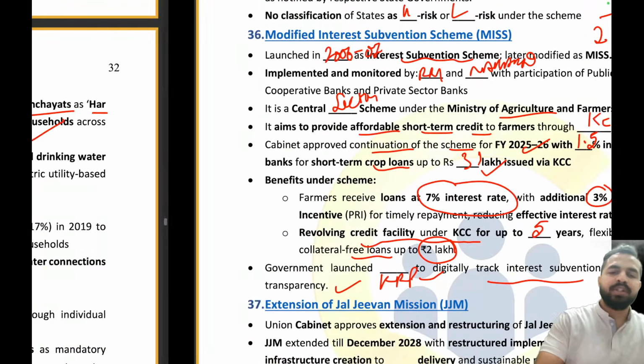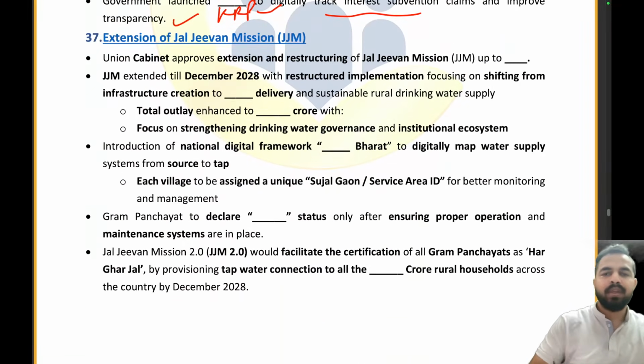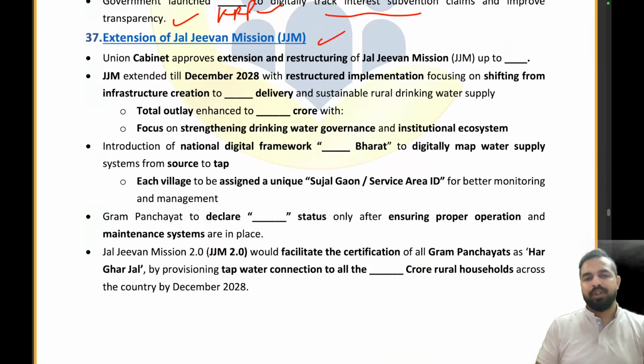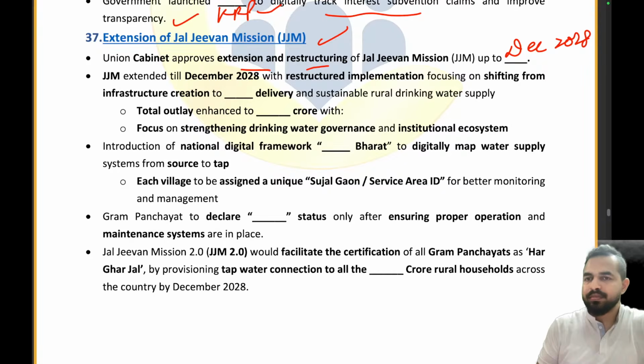Now let's try to answer this question. Extension of the Jal Jeevan Mission. The Union Cabinet has approved the extension and restructuring of Jal Jeevan Mission up to, what is the right answer? Up to December 2028. Absolutely right. JJM extended till December 2028 with restructured implementation, focusing on shifting from infrastructure creation to service delivery and sustainable rural drinking water supply. What is the right answer, guys?